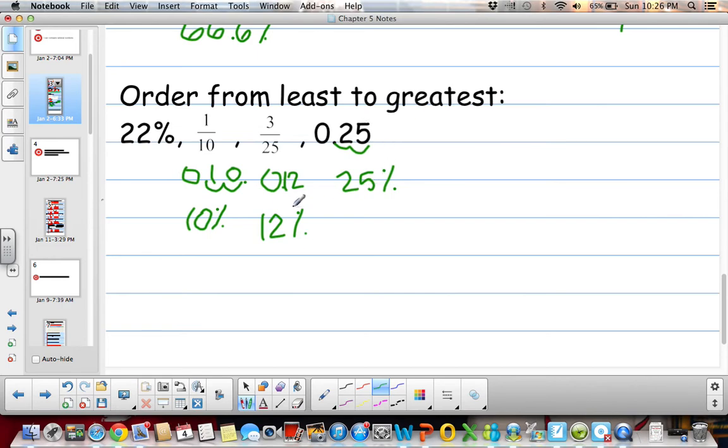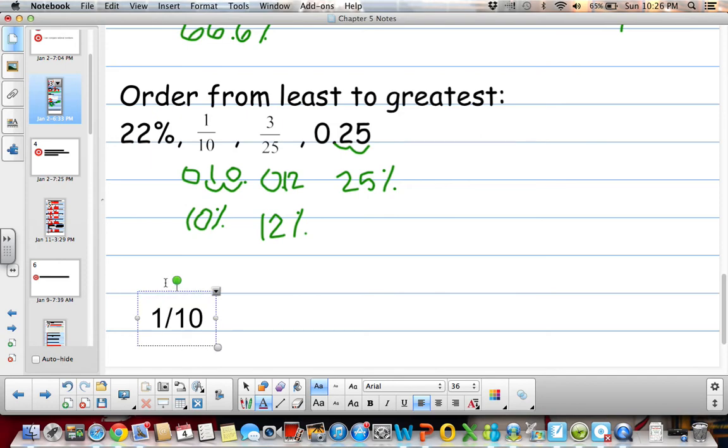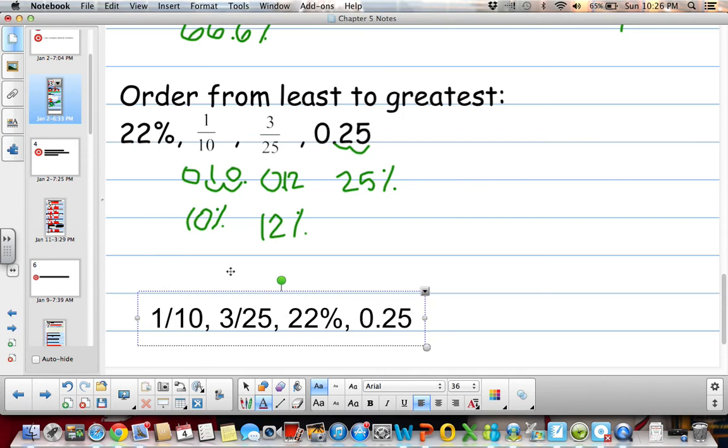So we are going to rewrite it in the original form that it is given to us. So we would write it then as 1/10, and then 3/25, and then 22%, and then 0.25.